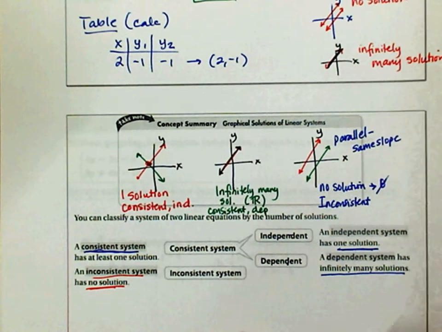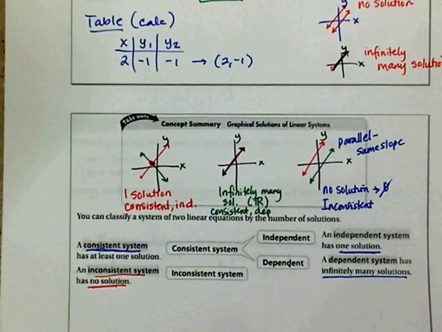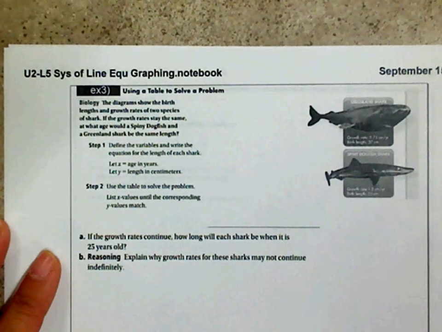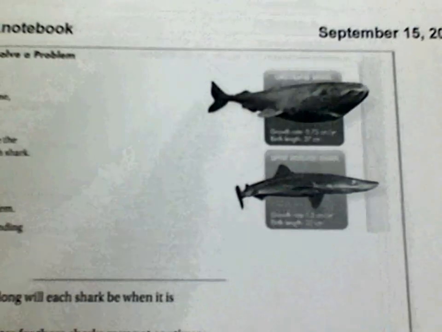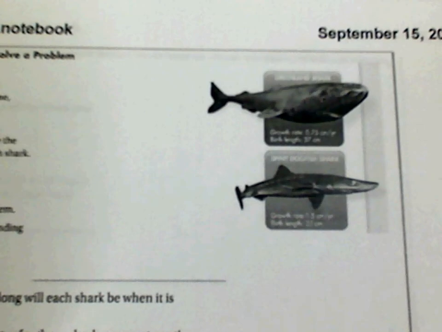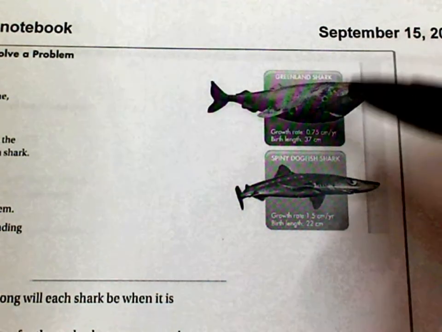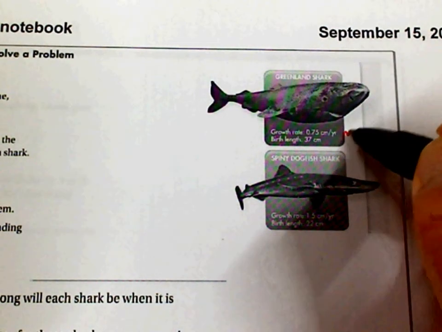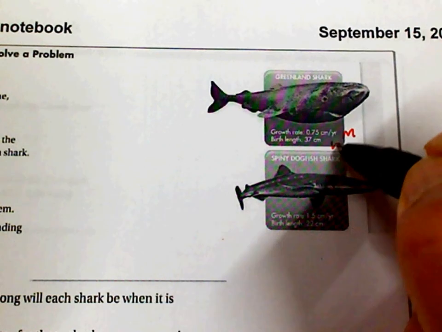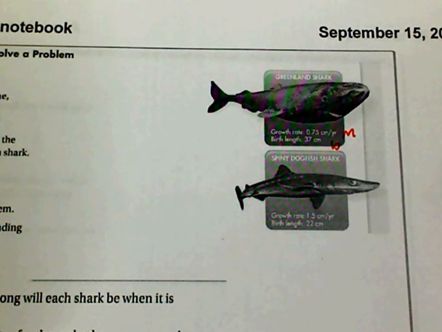All right. Let's look at example 3. We have a word problem here, and I'm so sorry that you can't see that very well, but let me see if I can make it a little bit better on that part. Here we go. All right. So here's a growth rate. So there's your M. Here's the birth, here's your B. Okay? Here's a growth rate. Here's your B. So you guys got that real quick?